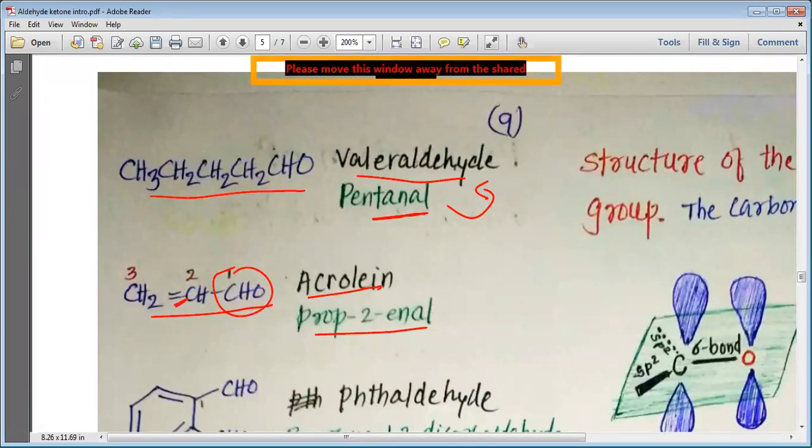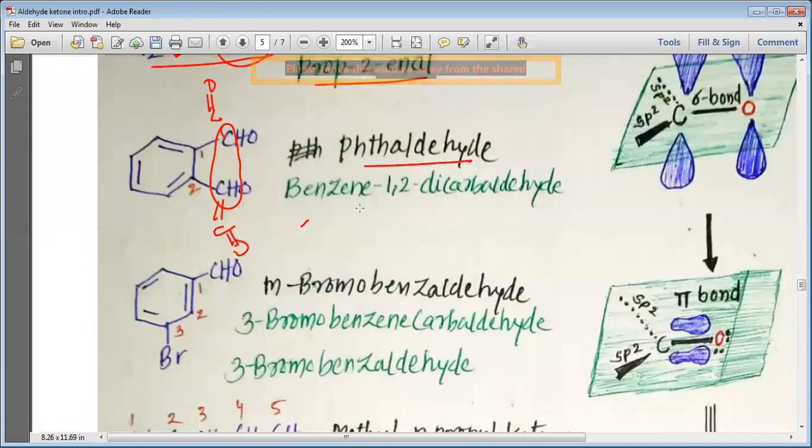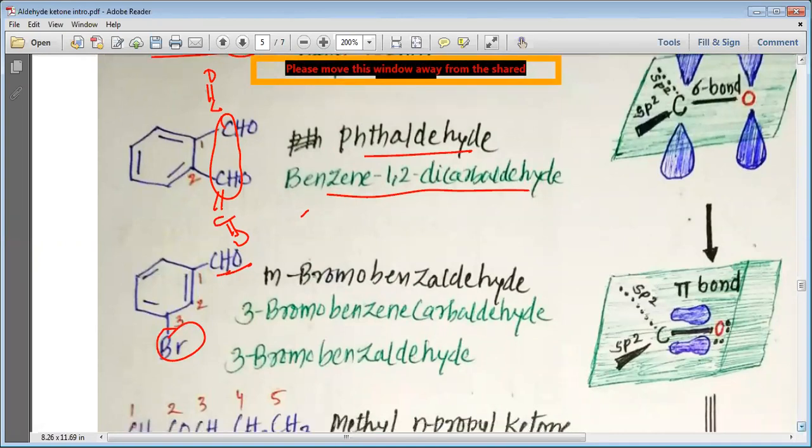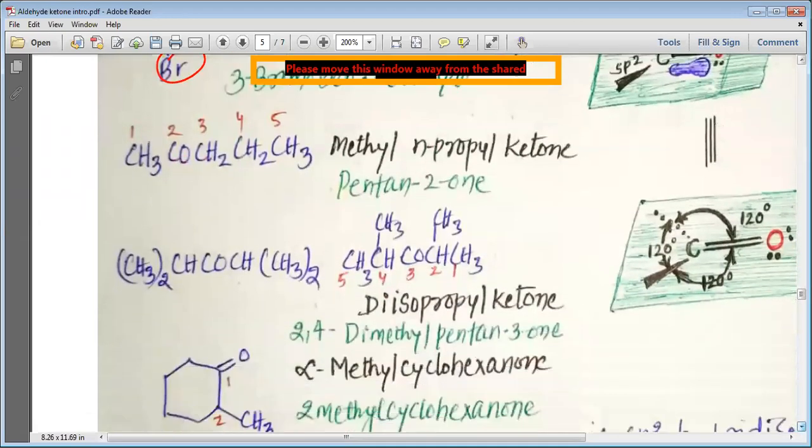So it's a prop2-enol. Same way, my dear students, when benzene ring has got two carbonyl group bonded to it, it is known as the phthal. So it is phthalaldehyde or benzene 1,2 dicarbaldehyde. You can see that the numbering is given from the benzyl aldehyde group 1, 2, 3. On third we have bromo, so it is meta-bromobenzaldehyde or 3-bromobenzene carbaldehyde, or sometimes only 3-bromobenzaldehyde.